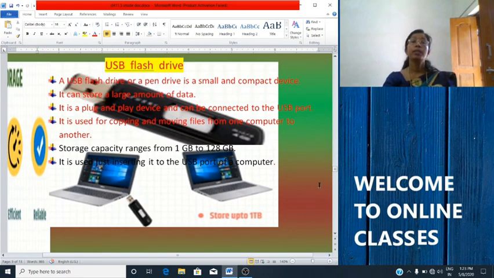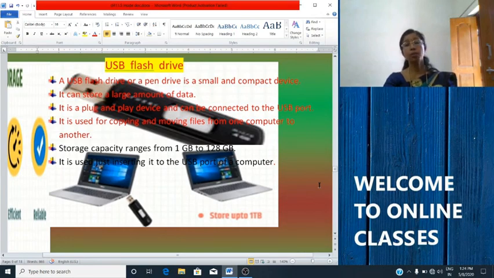Okay? Now we can save text, music, documents, photos and videos in a pen drive. Storage capacity of a pen drive ranges from 1 GB to 128 GB. So it's an ideal storage device for the users. It's small in size, durable, very easy to carry, easily available.